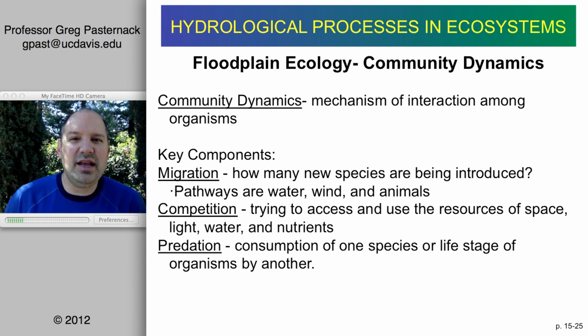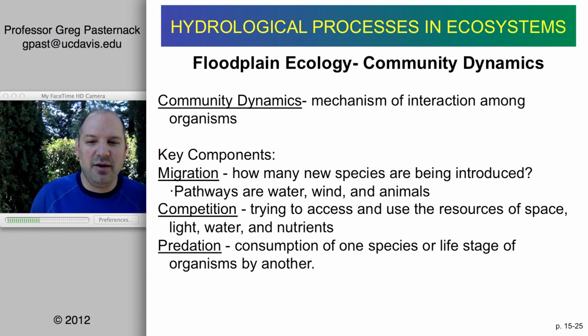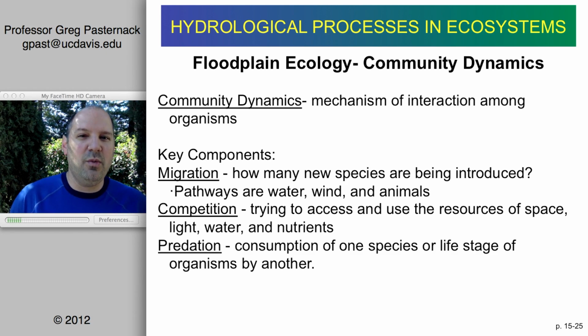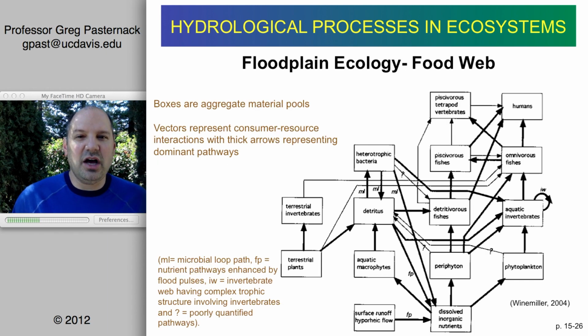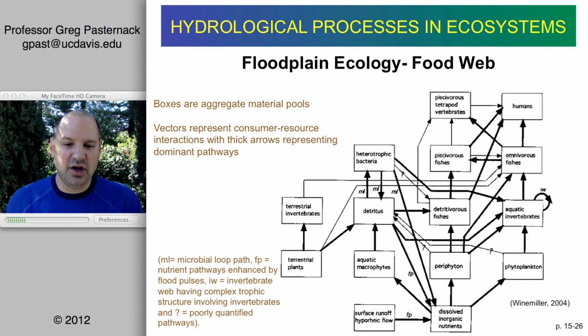In terms of the community dynamics, I've been mentioning these quite a bit, but just to give you some definitions of migration, competition, and predation, these are three of the ones that ecologists try to assess for what's happening on a floodplain. There's also the idea of the food web, which just traces how different organisms grow according to what their food sources are. So for example, we could start at the bottom here where it says surface runoff or hyporheic flow.